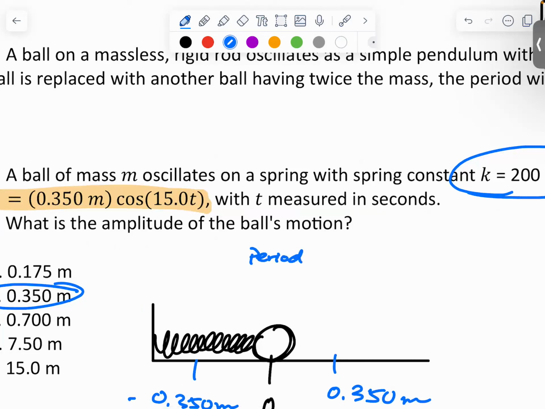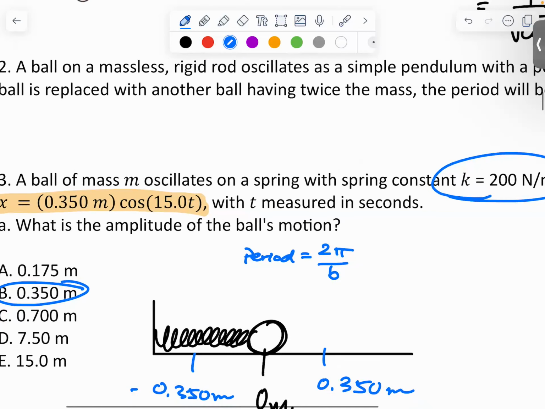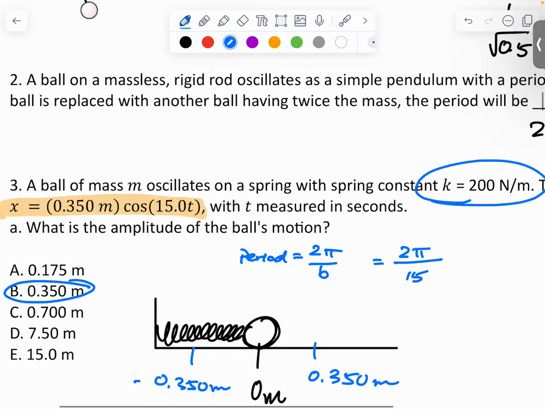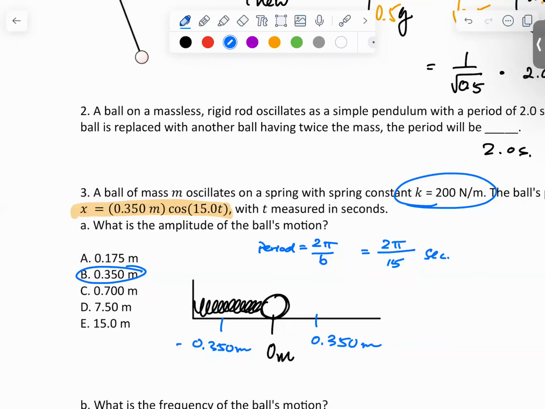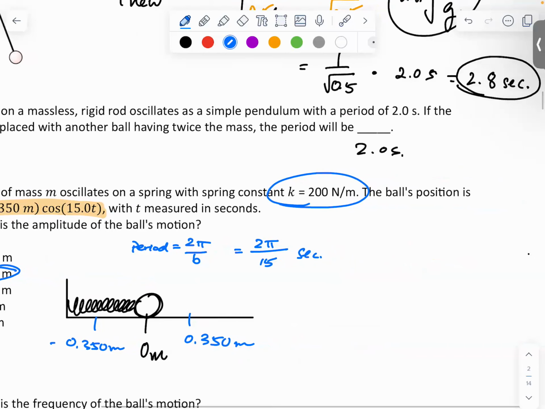B equals period. How do you calculate period? 2 pi divided by B. Because when B is 1, which you don't see, it's 2 pi. Sine and cosine are both 2 pi by default. So what's the period in this case? 2 pi over 15. So 2 pi over 15 seconds is your exact answer for your period.